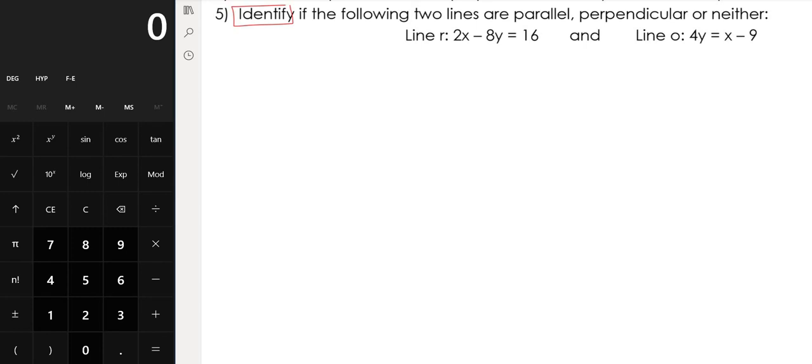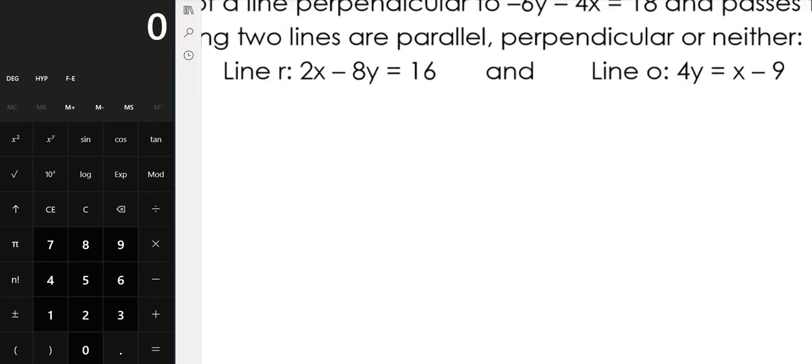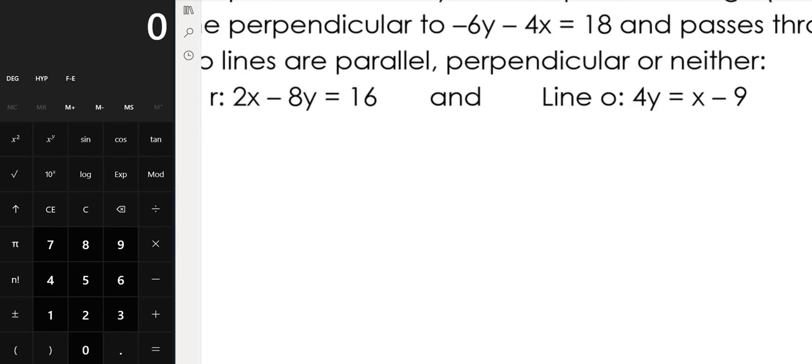Let's talk real quick. If the lines are parallel, that means the slopes are the same, m equals m. If the lines are perpendicular, that means they're opposite reciprocal slopes, so m equals -1 over m. And if they're neither, that means anything else, any other combination. If they're not the same and they're not opposite reciprocals, then they're neither.